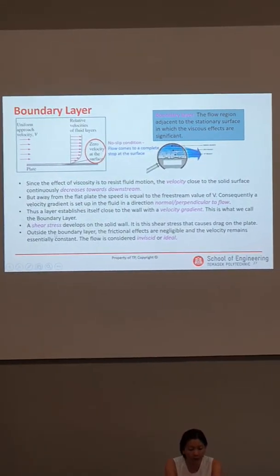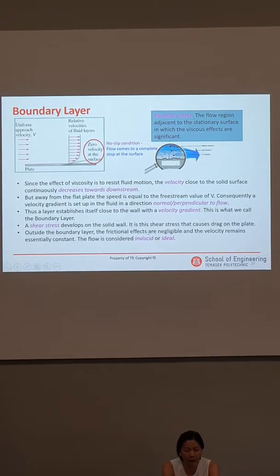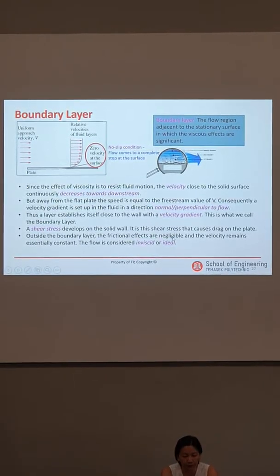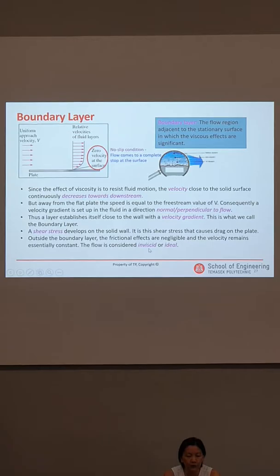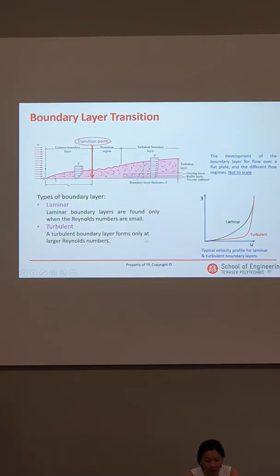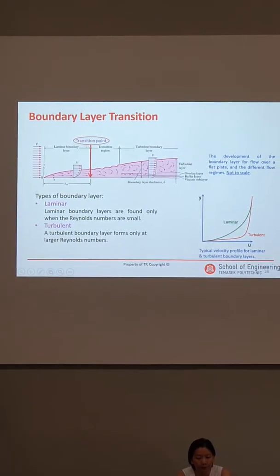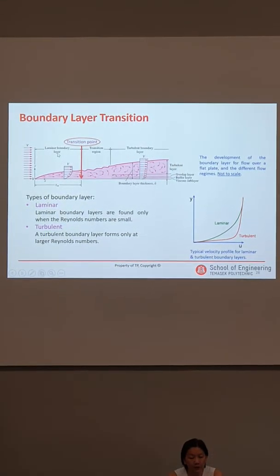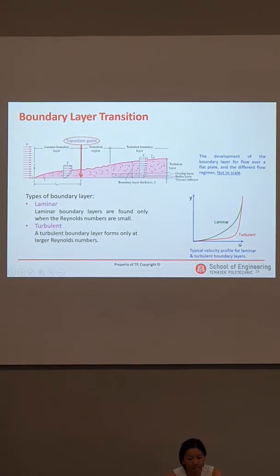Just now the Kahoot question. Outside the boundary layer, the frictional effects are negligible. So the flow is considered inviscid, that means no friction. Another word for it is ideal. Transition point, so from laminar to turbulent. Okay, correct.